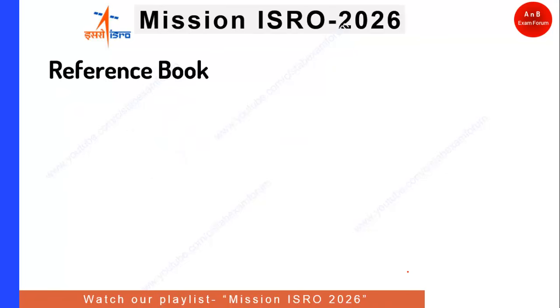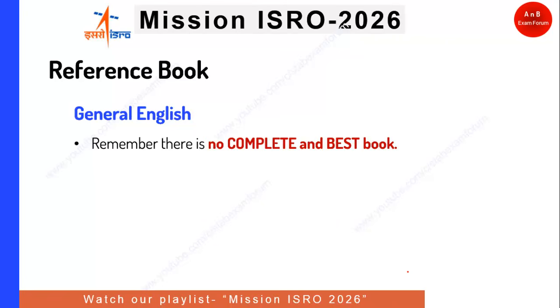Okay, coming to reference book for general English, remember there is no complete or best book. For vocab you can have a look on the black book. This is a reference book all of the students are following. So those who are new, they can just buy this book or download it. So for vocabulary you just focus on this black book.